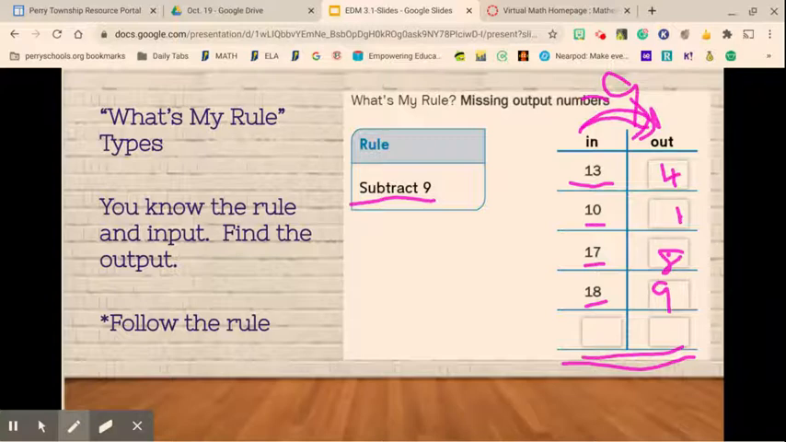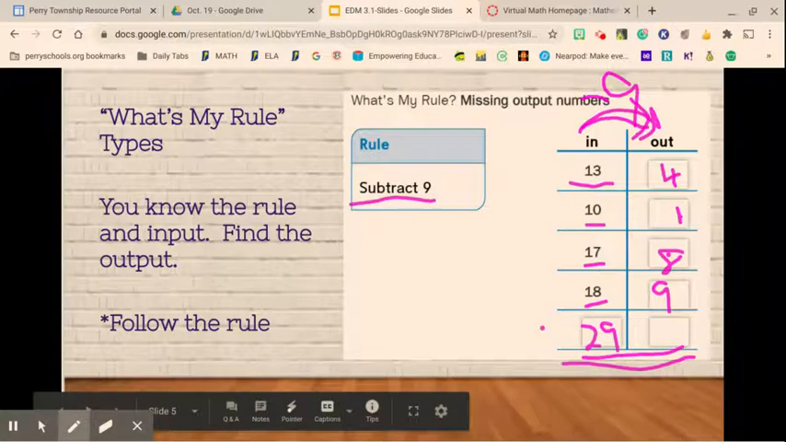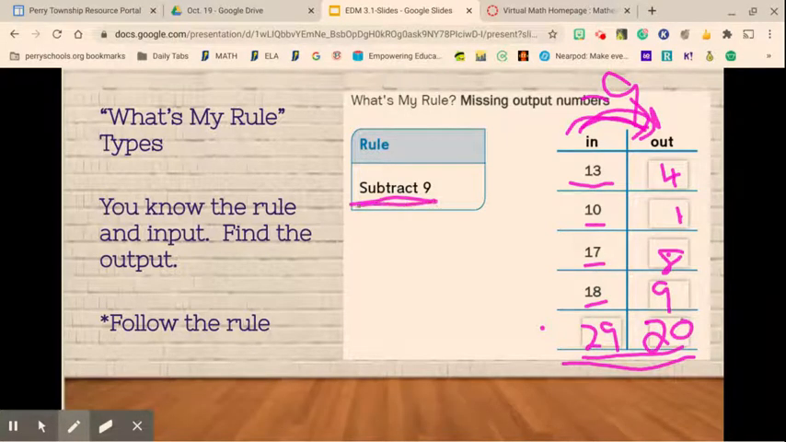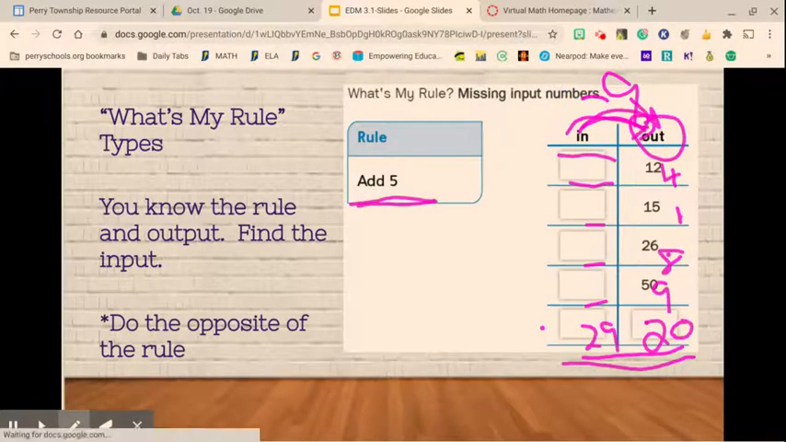So we could just pick any number, and I'm going to pick 29. And I'm going to put 29 in my machine, and I'm going to take away 9, and that leaves me with 20. So this is one way to solve this problem. We know the rule and we know the input, but we still need to find the output. So we just follow the rule.